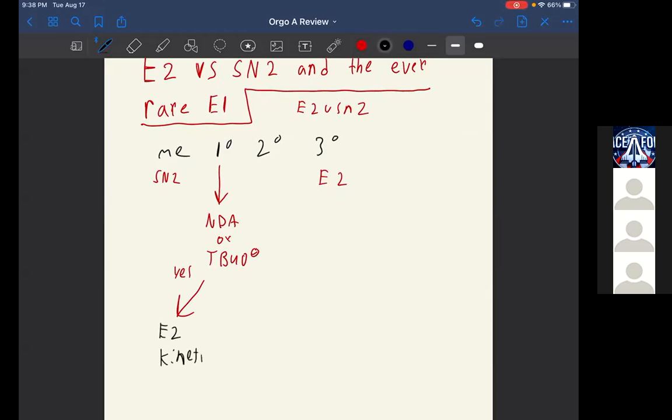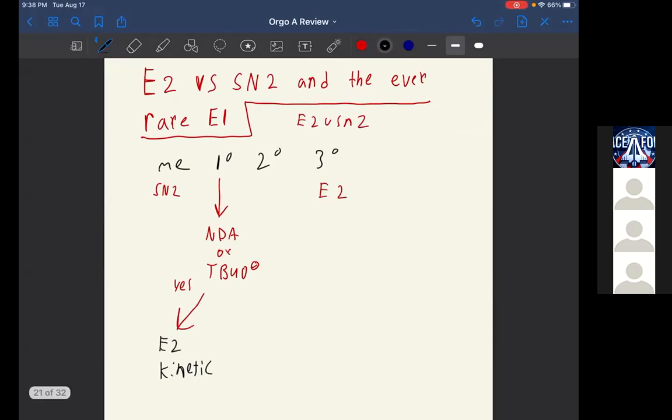form the kinetic product, not the thermodynamic product, meaning that it's going to eliminate with the hydrogen that's in the less encumbered spot. So instead of following Zaitsev's law and forming the most stable alkene, it's going to eliminate from the outside hydrogen. And because these are such large functional groups, that's the only way they can actually fit in and eliminate. And then if it's not either of those, of course, it's SN2.